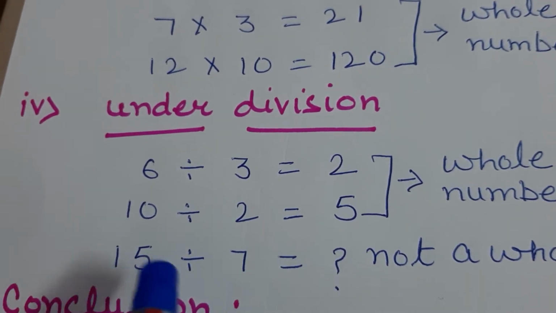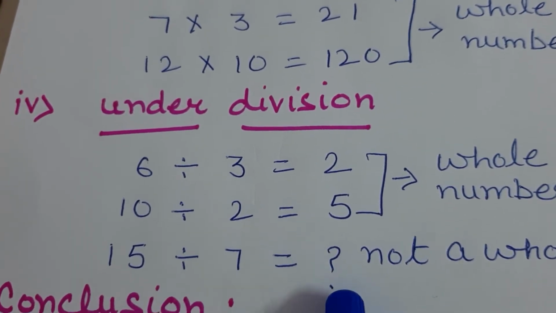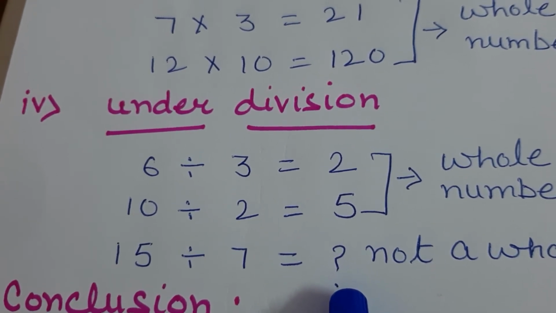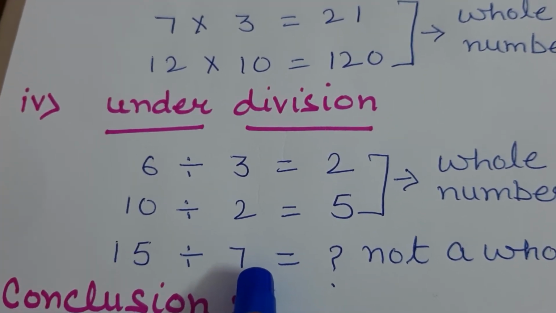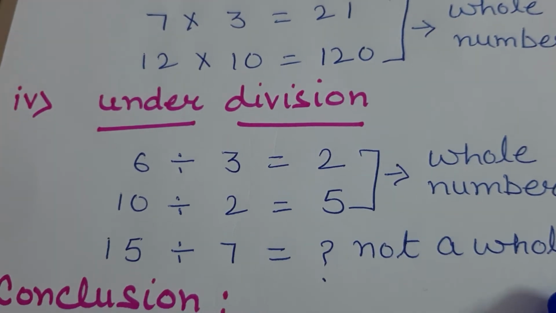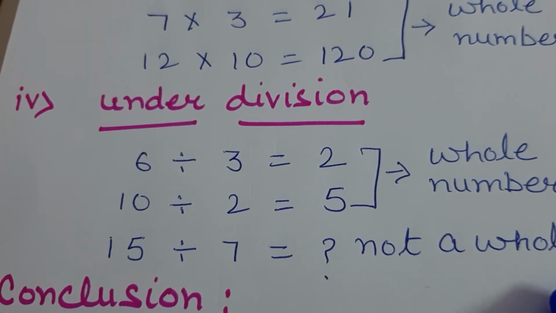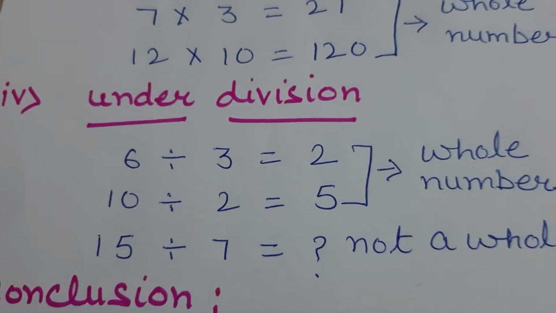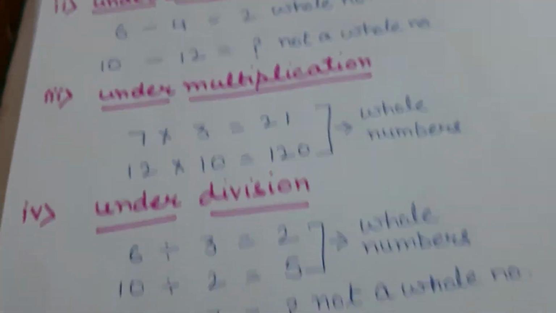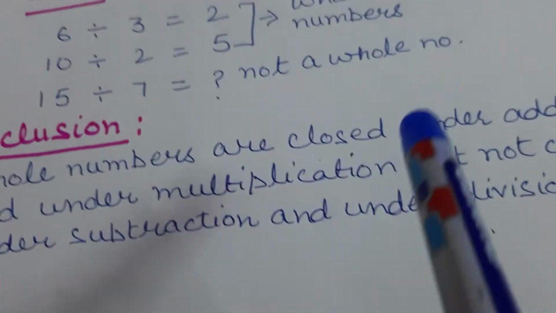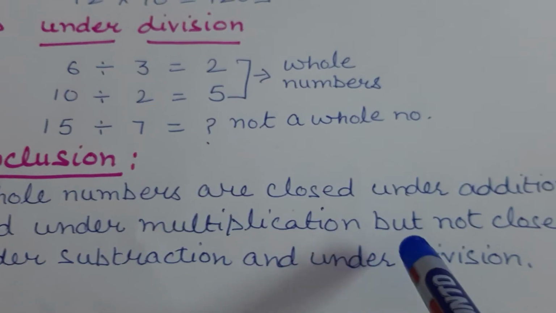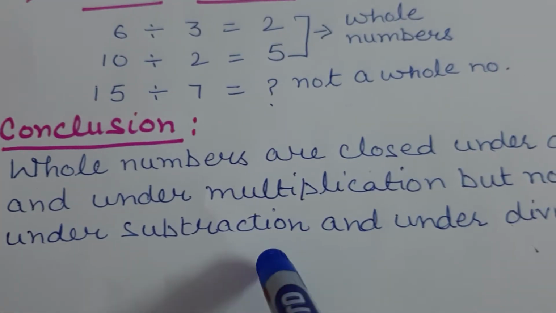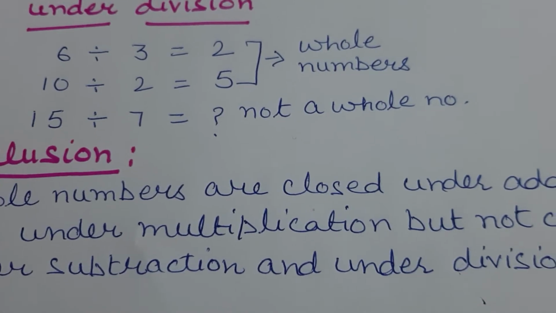So 15 divided by 7, in the answer we are not getting a whole number; we are getting division in parts, in fraction, which is not a whole number. So whole numbers are not closed under division. What is the conclusion now? What have we concluded from these four discussions? Whole numbers are closed under addition and under multiplication, but not closed under subtraction and under division.